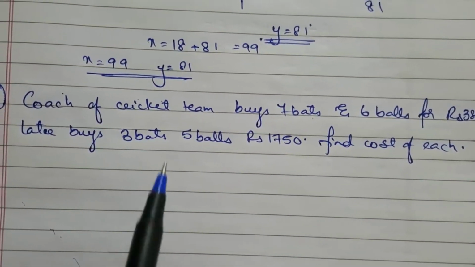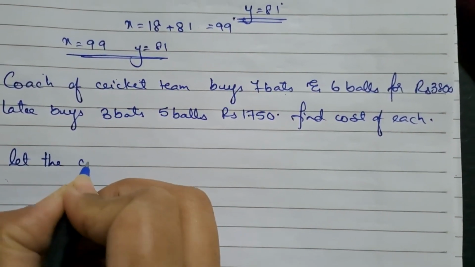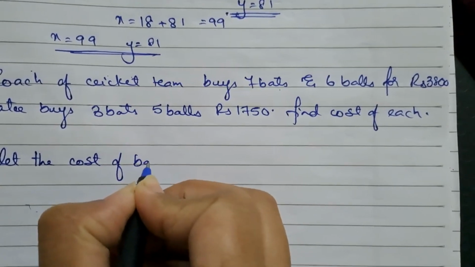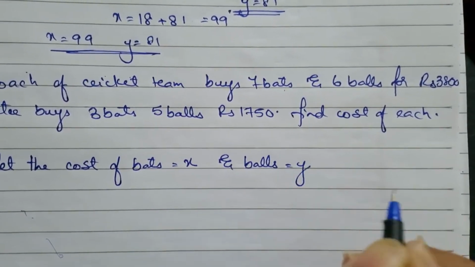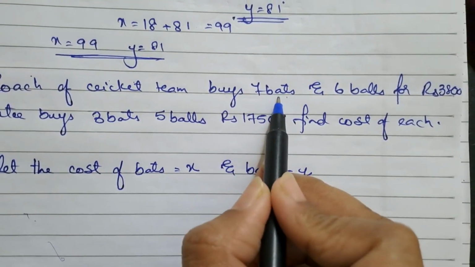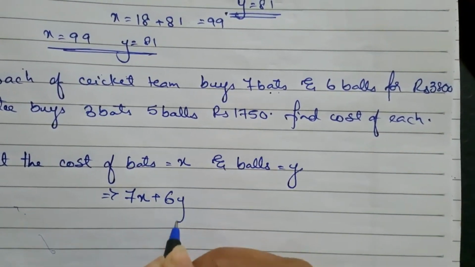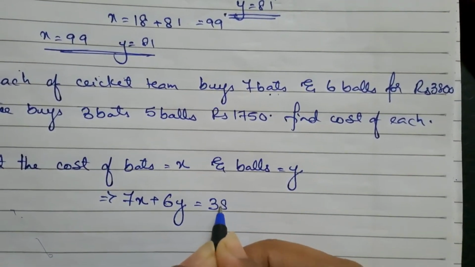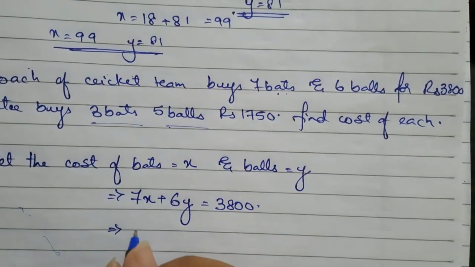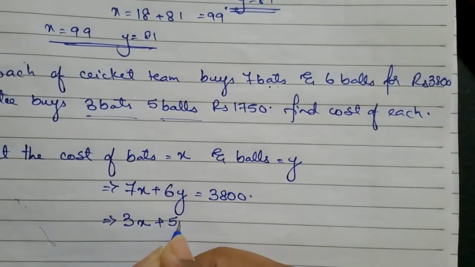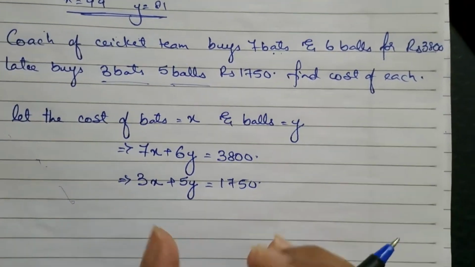Okay, so fine. I do not know the cost of bats and the cost of balls. So we'll write, let the cost of bats be x and balls be y. Then 7 bats, the equation becomes 7x plus 6 balls is equal to 3800. I'm writing it in equation form. Then it says 3 bats and 5 balls, that is 3x plus 5y is equal to 1750.